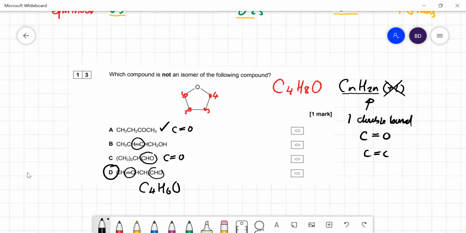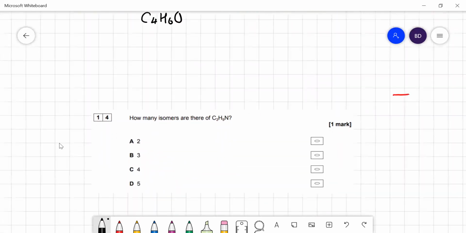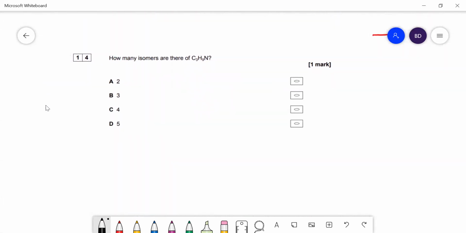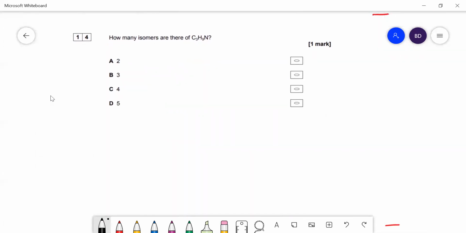Okay, 14. How many isomers are there of C3H9N? I don't think this should be in the AS paper because it involves not only primary amines, but also secondary and tertiary amines, which are not really till year 13. But let's see what we've got here then.